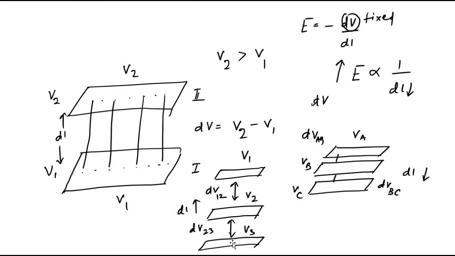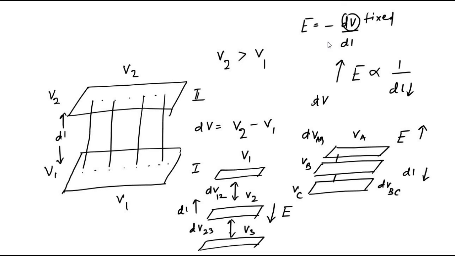But what is not fixed? The gap between equipotential surfaces. So where the gap is more, the electric field strength is less, and where the gap is less, the electric field strength is more. So here in this case the electric field strength is more, and here in this case it is less. This is how electric field is related to the number of equipotential surfaces in between two points.